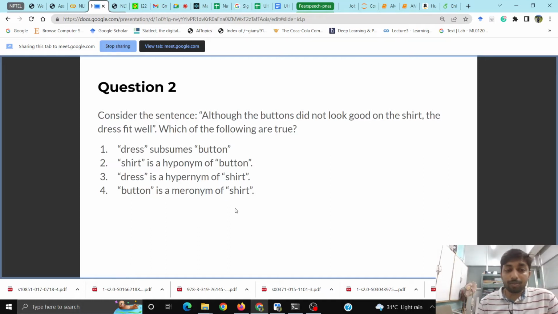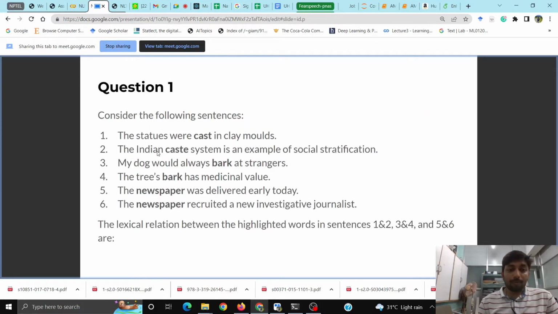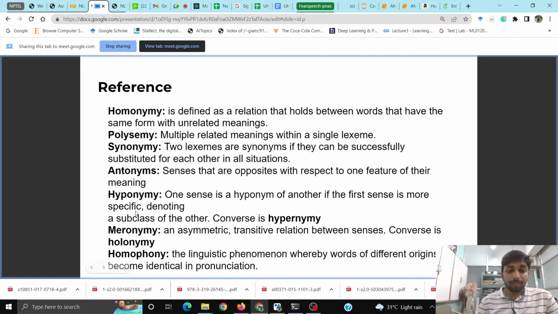So let us go back to the definition. Subsumes again means that, so hypernym basically. So what is hypernym? One sense is a hypernym of another if the first sense is more specific, a subclass. So the converse is hypernym. So in hypernym, the first word will be more broad than the second word, and the second word should be a subclass of the other.